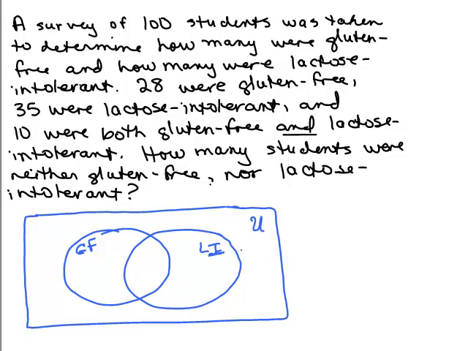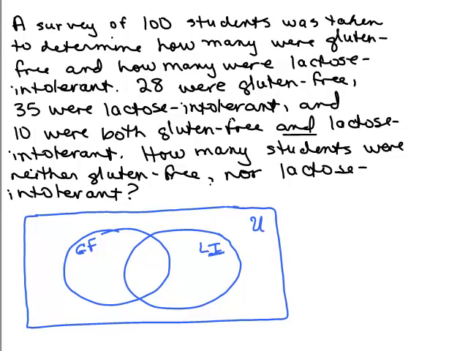All right, so now let's look at the information that was given to us. 28 were gluten-free. If we look at gluten-free, there are two regions here. So if 28 were gluten-free, we don't know exactly where to put that. I can't just say 28 right here, because that's assuming that all 28 were gluten-free and not lactose intolerant, but we don't know that. So we can't fill in how that works. In other words, is it 20 and 8? We're not sure.